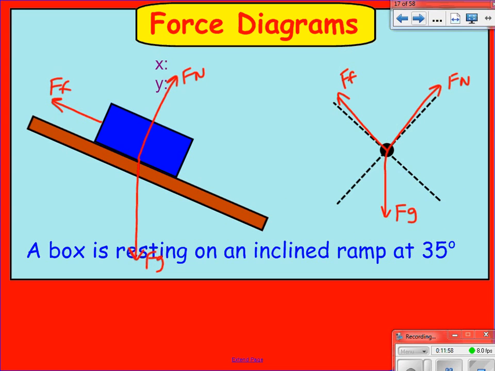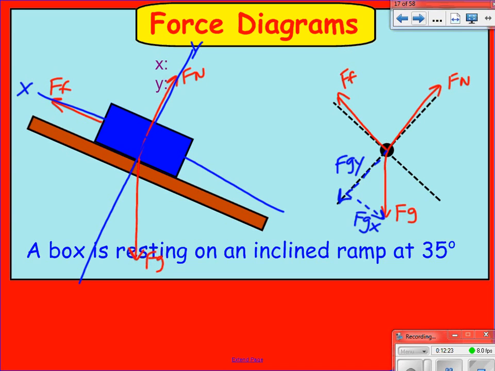So when you do that, force gravity y will always be in line with the force normal. Force gravity x will always be parallel to your surface. So that's force gravity x, and this is force gravity y. Anytime you have a ramp problem, such as this, the x-axis always becomes what's in line with the ramp. The y-axis always becomes what's perpendicular to the ramp. Always.